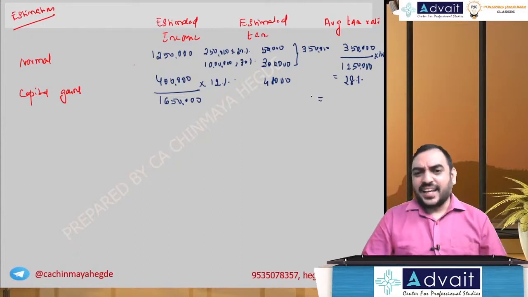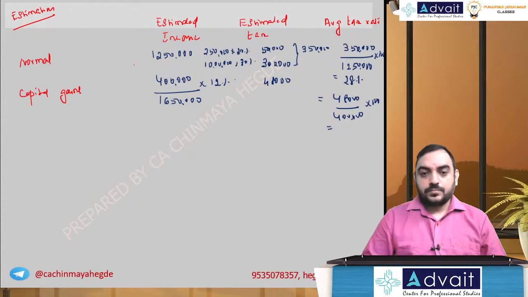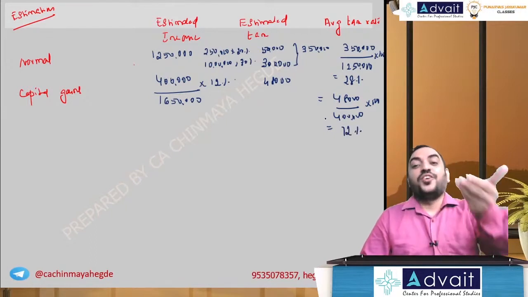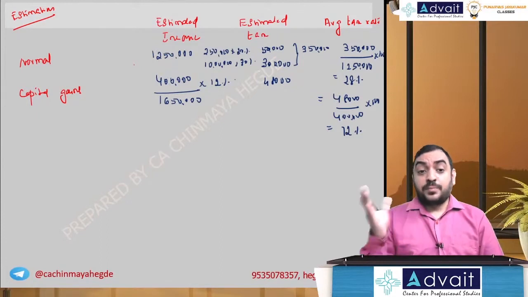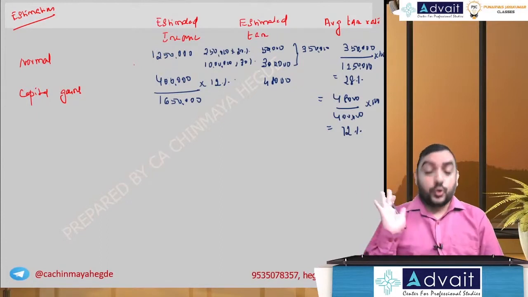Capital gain, we can take it directly, but anyway, let's follow the process. 48,000 divided by 4 lakh into 100 is 12%. Obviously, that's how it should be, because on 4 lakh 12% only we got 48. But anyway, you should calculate the tax rate for normal separately, capital gain separately. Don't add both. Don't take an average of both. That should be separate.